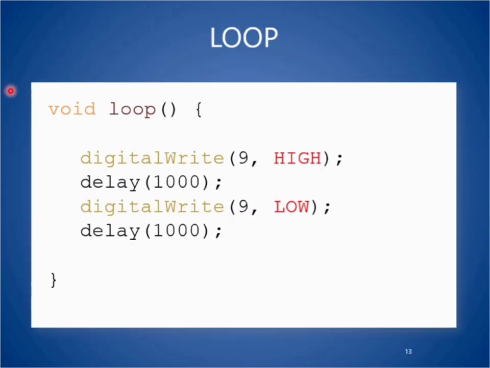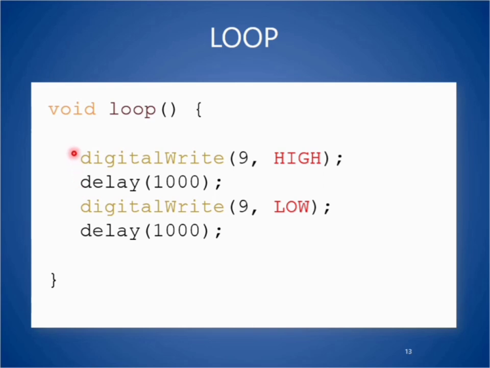Next is void loop. Under this function, we try to give the instructions to Arduino how that input or output device has to be handled. कैसे वो input device या output device काम करेगा उसको यहाँ पे हम लिखते हैं under void loop. And इसको हम loop इसलिए कह रहे हैं क्योंकि ये repeat होता रहेगा बार बार.